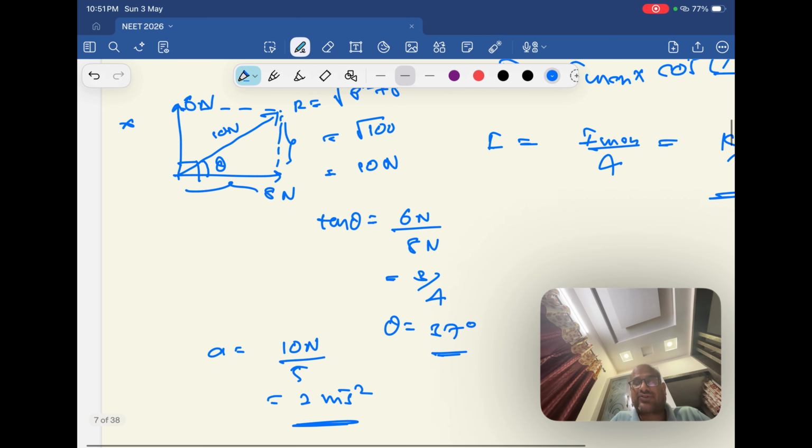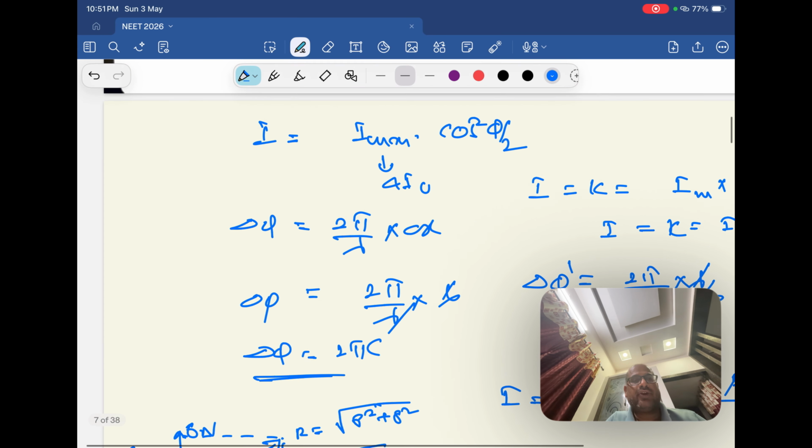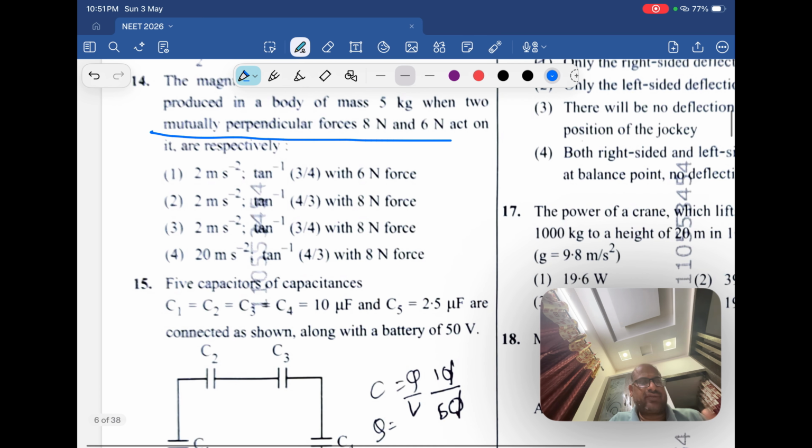Direction of acceleration is the direction of net force. So net force direction is 37 degree with 8 Newton. So correspondingly you can mark the option. Which option there? Tan inverse of 3 by 4, 3 by 4 with 8 Newton. Okay, 2 meter per second square, 3 by 4 with 8 Newton. So option 3. Sometimes they may change the order of options also, so be careful.